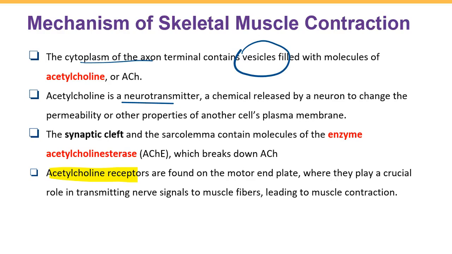So again, one more time, the acetylcholine vesicles are found inside of the axon terminal. The acetylcholinesterase, the enzyme, is found in the synaptic cleft, and the acetylcholine receptors are found on the motor end plate, which then leads to the muscle contraction.